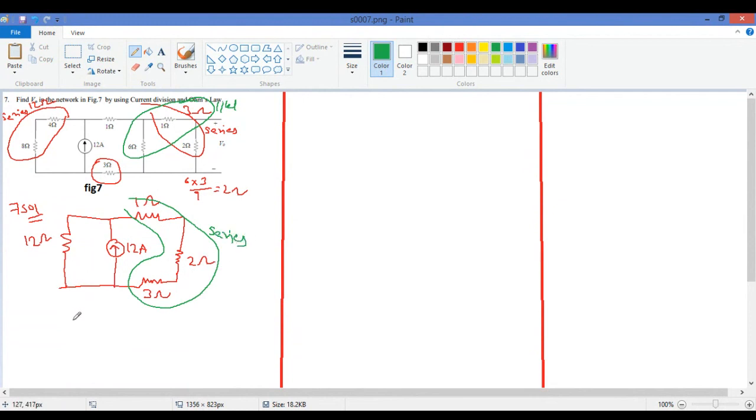So the equivalent circuit I will draw here. So you have 12 ampere current and 1 plus 2, 3, 3 plus 3 is 6 ohms, and here we get 12 ohms. Okay.